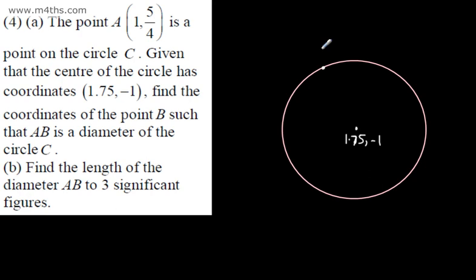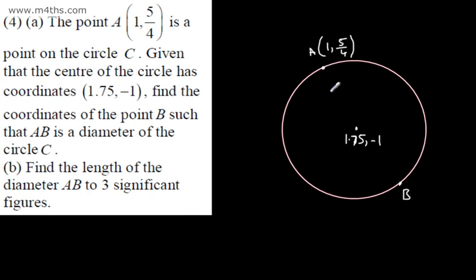Now it doesn't matter that that isn't perfectly accurate. This is just the point A. So if we put A, we've got 1 and then we've got 5 over 4. So what we've got is the halfway point. So we need to find the point B. The point B is going to be here. That is the diameter.